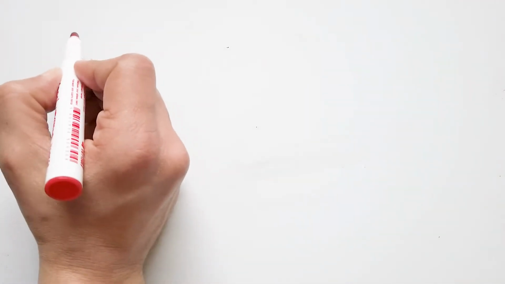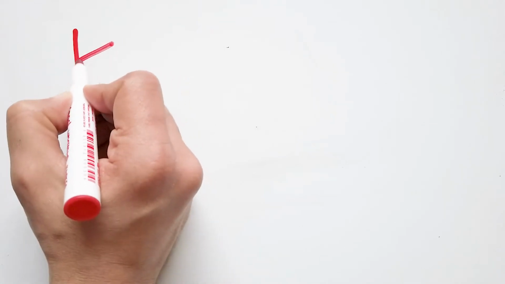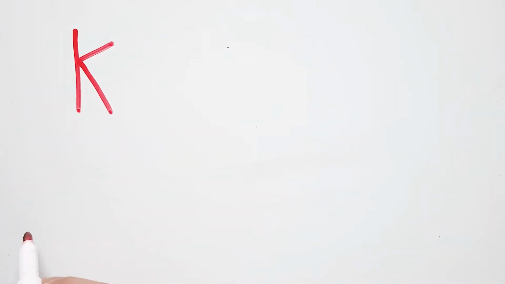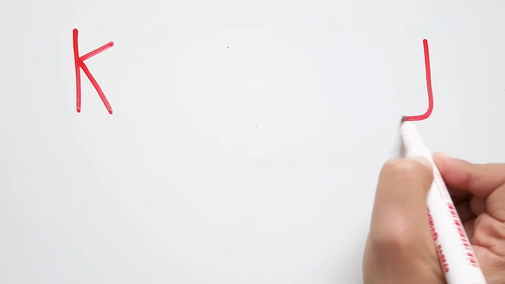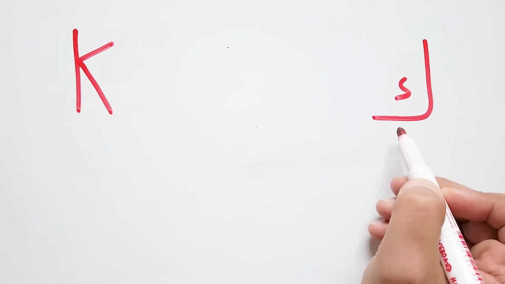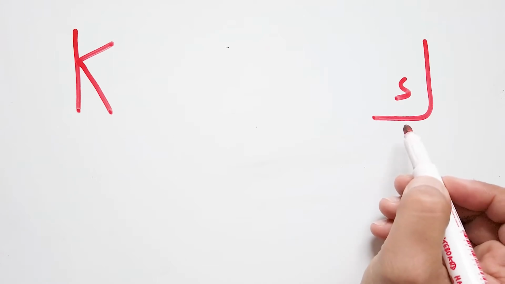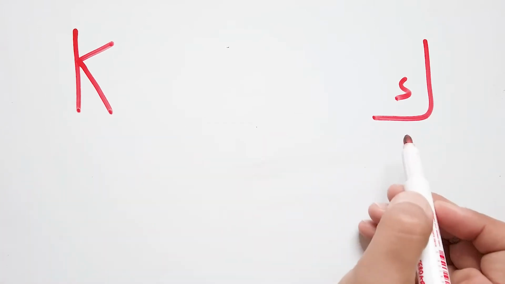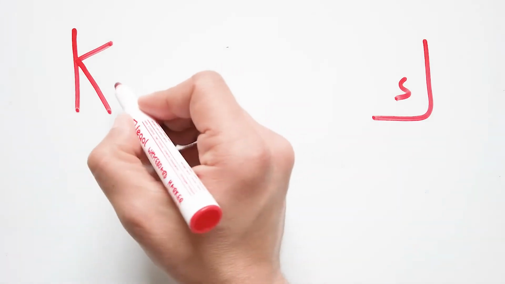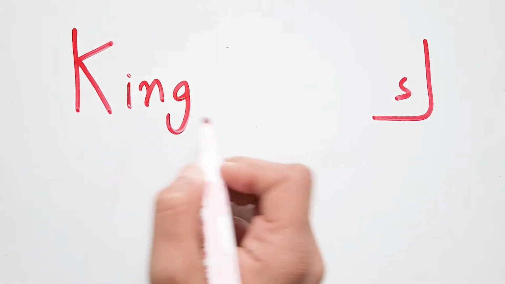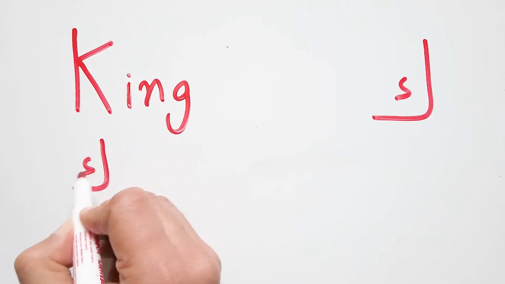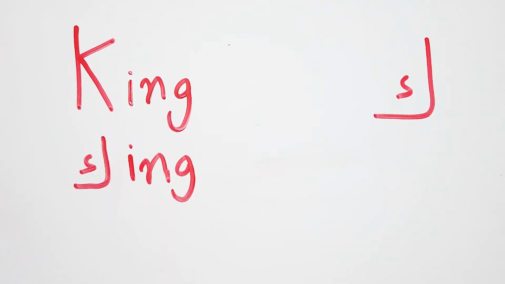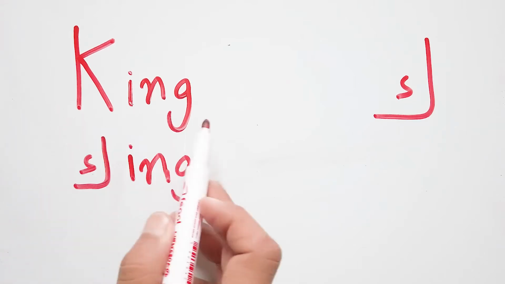Okay, let's check another sound. K. This is the sound of k in English, right? Letter K. In Arabic, we have this letter. It gives us the same sound. K. Let's see a word in English. King. I can substitute K by this letter in Arabic, and we will get the same sound. King.